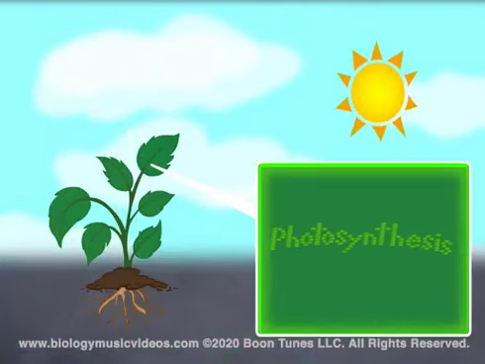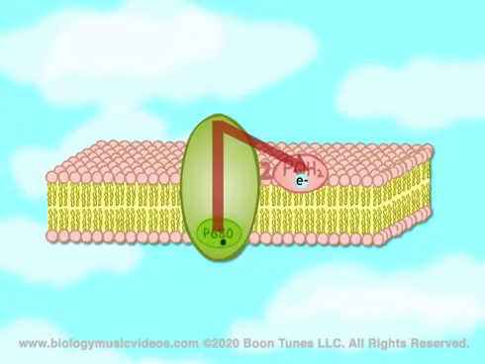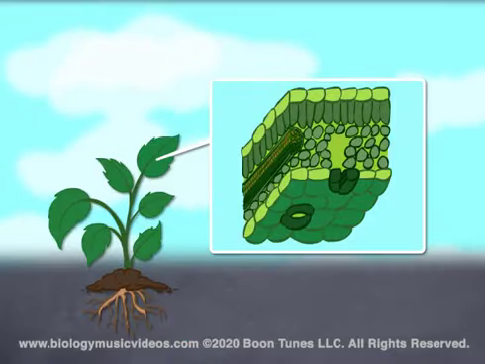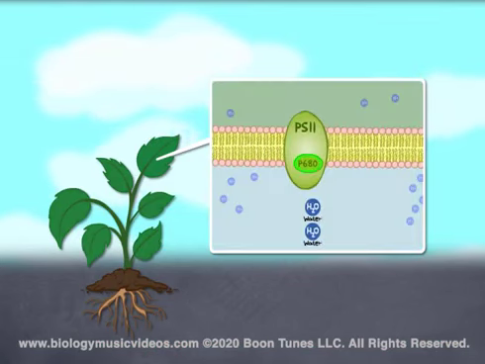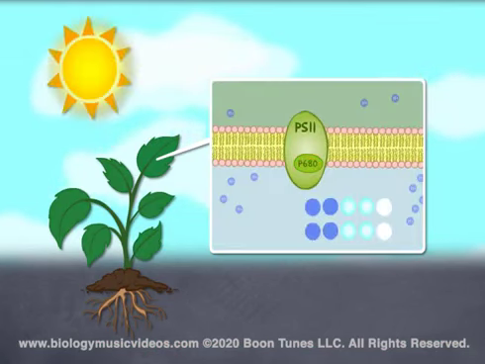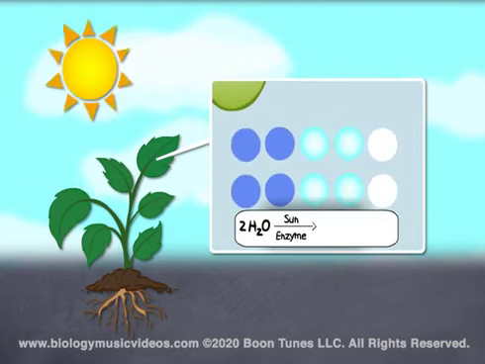The P680 must replace all of the electrons that escaped. So water from the mesophyll gives its electrons to chlorophyll. The water gets split, or photolyzed, which enzymatically provides protons, electrons, and oxygen.